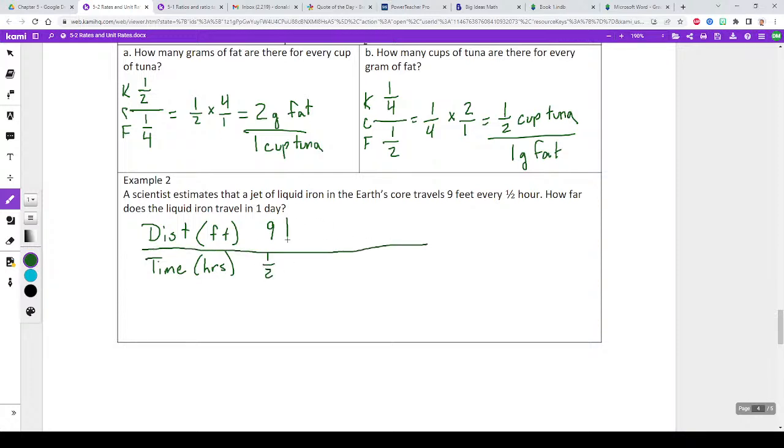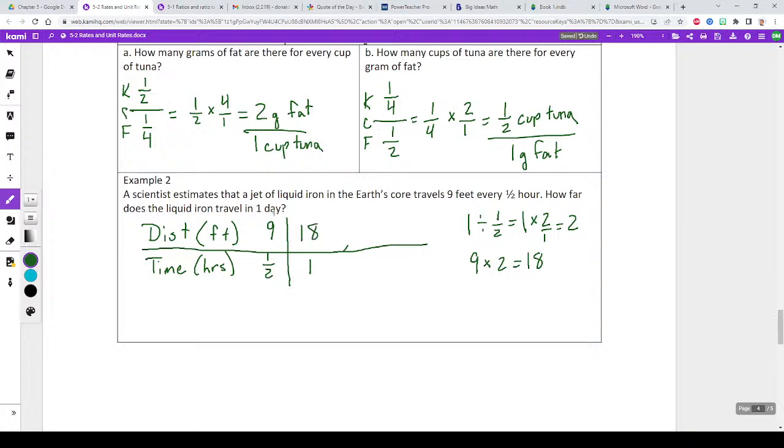Now, it doesn't say to do this explicitly, but I'm going to go ahead and find my unit rate. So instead of having a half hour, I want 1 hour. And in order to find how far it travels in 1 hour, I'm going to take 1 divided by 1/2, just like we did yesterday. That's using keep, change, flip. It's 1 times the reciprocal of 1/2, which is 2. And so we have 2. That's our factor. We're then going to multiply 9 by 2, giving us 18. So we travel 18 feet per hour.